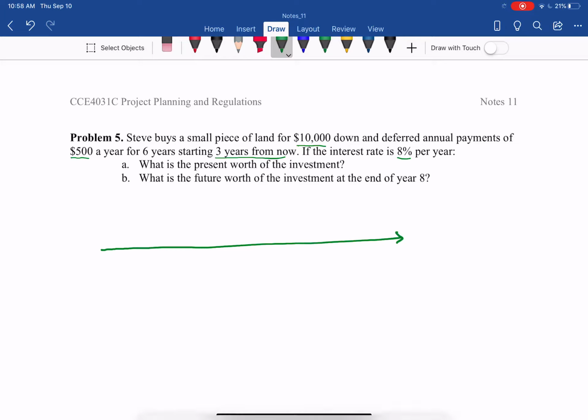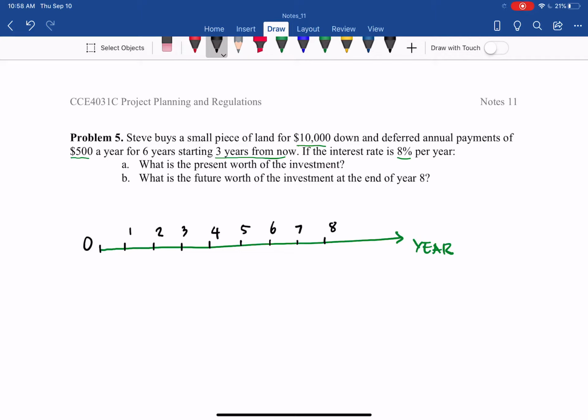So let's talk about the years in here. A small piece of land for $10,000 down. So it means the time span we talk about here is 8 years. So we have 0, 1, 2, 3, 4, 5, 6, 7, and 8.